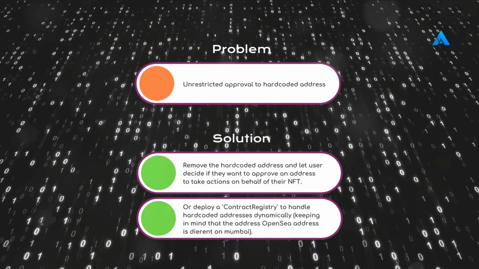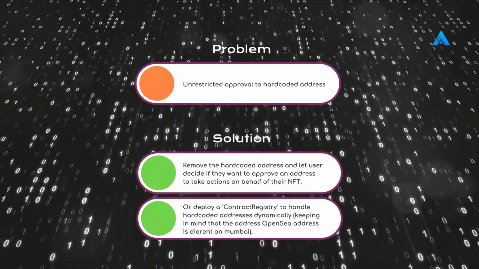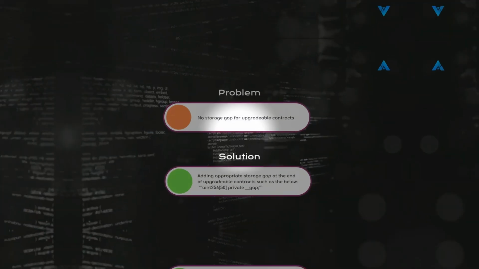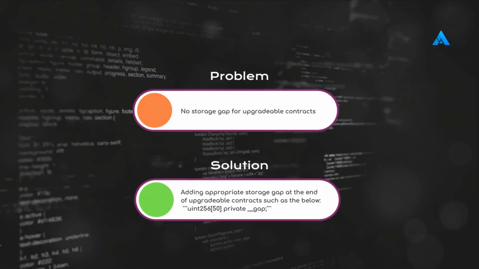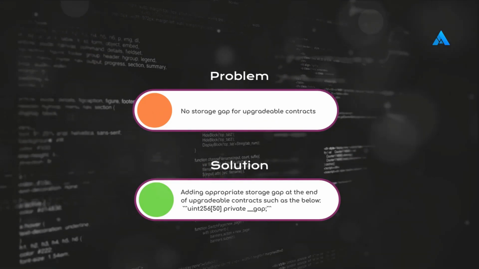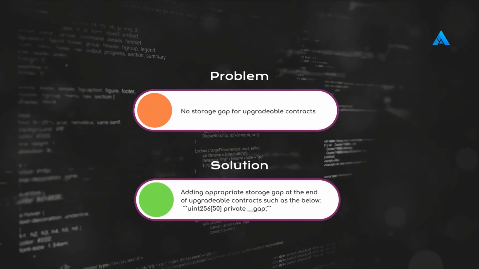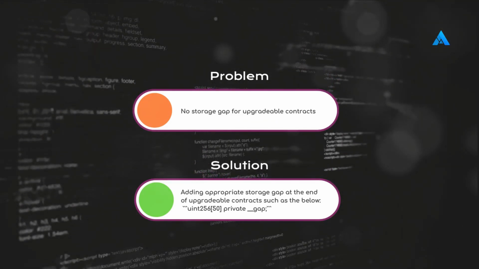Unrestricted approval to hard-coded addresses. The hard-coded address can take away user-owned NFT to itself. There is no storage gap for upgradable contracts. Without a storage gap, the variable in the child contract might be overwritten by the upgraded base contract if new variables are added to the base contract.